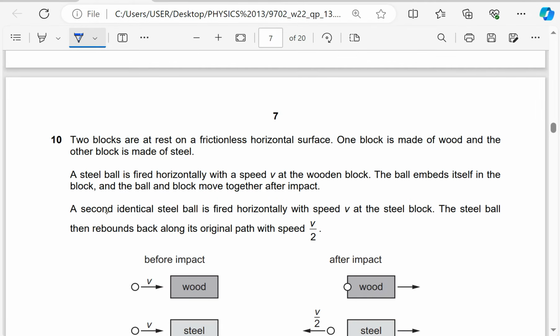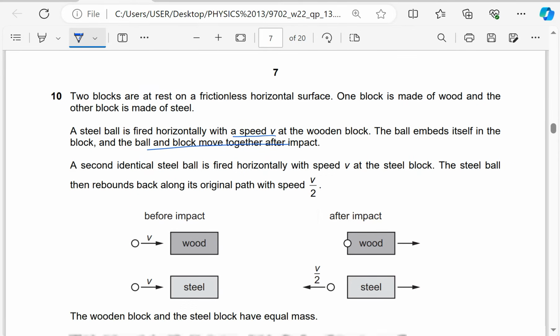Two blocks are at rest on a frictionless horizontal surface. One block is made of wood and the other block is made of steel. A steel ball is fired horizontally with a speed v at the wooden block. The ball embeds itself in the block, and the ball and block move together after impact. So they move together as a single body after impact.